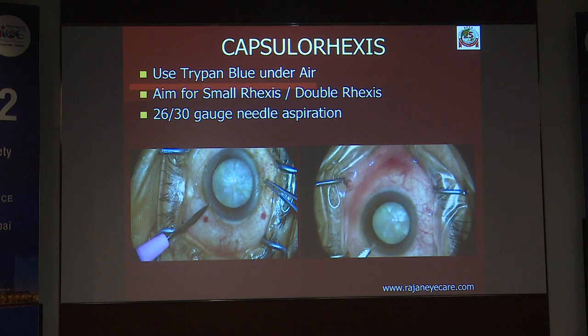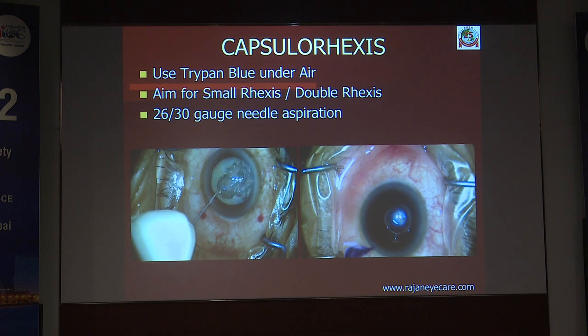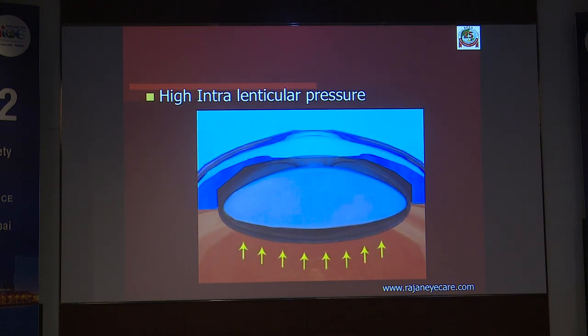So, capsular rhexis: use Trypan blue under air. Aim for a small rhexis, or a double rhexis. You can use a 26 gauge, 30 gauge, or 27 gauge needle. This is one thing on which I've done a lot of work, this capsular rhexis. You must have all seen my puncturexis technique.